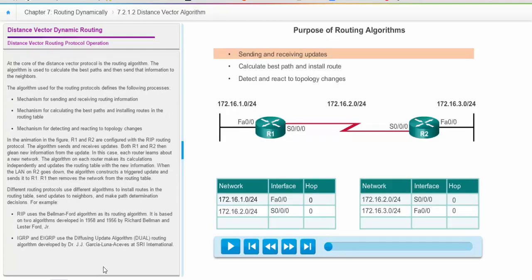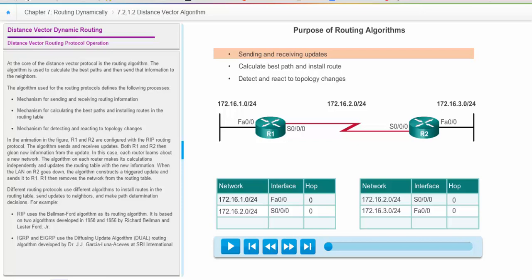Now with our distance vector routing protocol, at the core of it is the routing algorithm, and it's used to calculate the best path and then send that information to the neighbors. So the algorithm used for the routing protocol defines the following processes: the mechanism for sending and receiving your routing information, the mechanism for calculating the best paths and installing routes in the routing table, and mechanisms for detecting and reacting to the topology changes in case something does change.